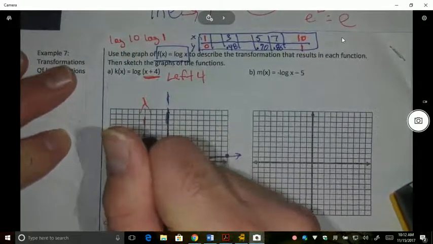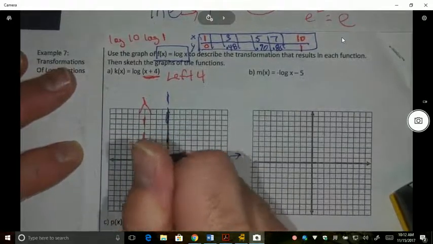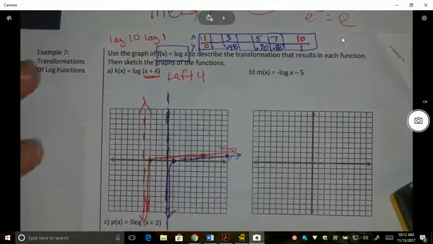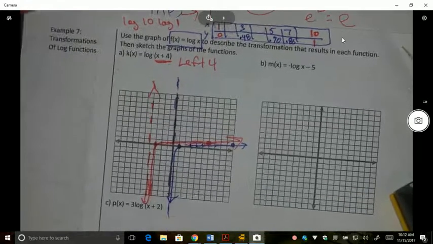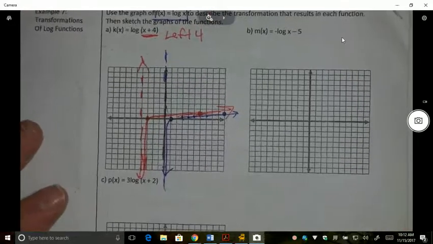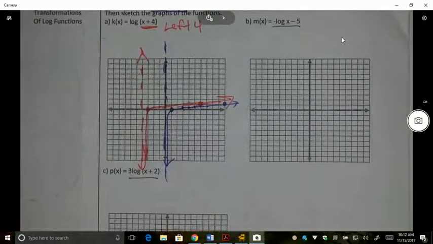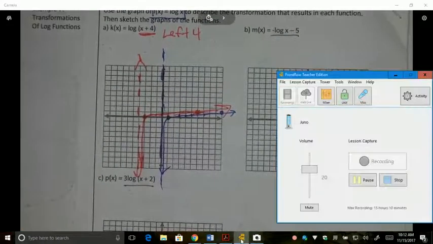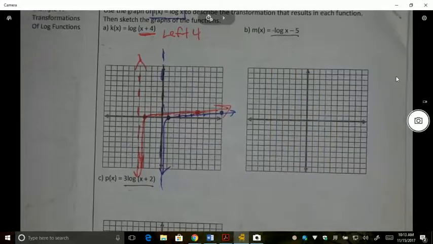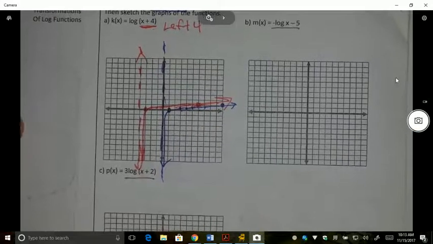So this graph approaches that vertical asymptote, and then it comes up incrementally and hitting that point. So that's the same graph, it just shifted left 4 units. Take a moment to see if you can describe the transformations for letter B and for letter C. Just describe the transformations for letter B and letter C. Can anyone describe letter B for me? What transformations are taking place?